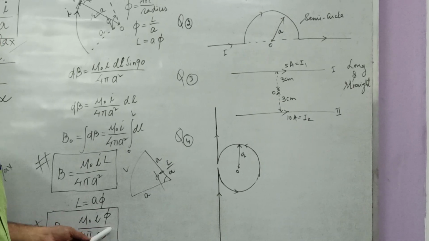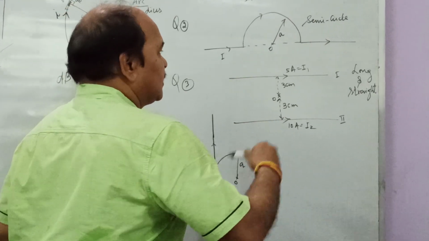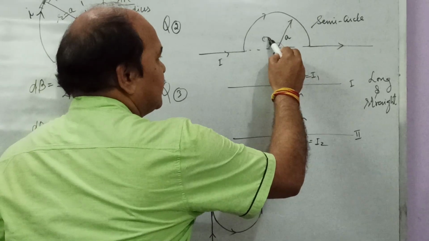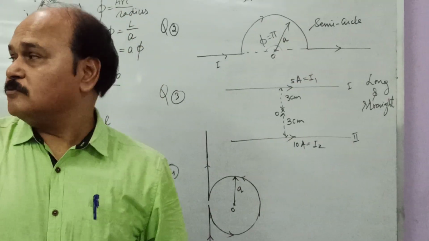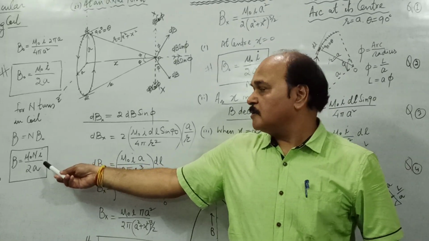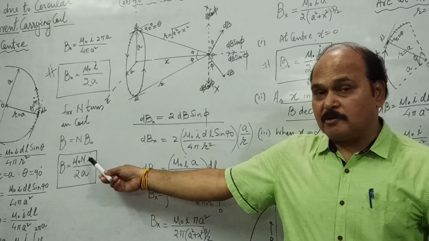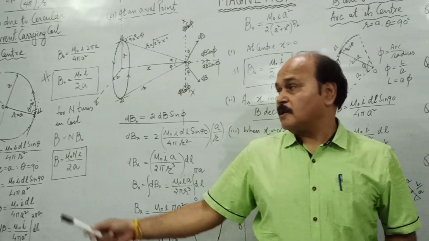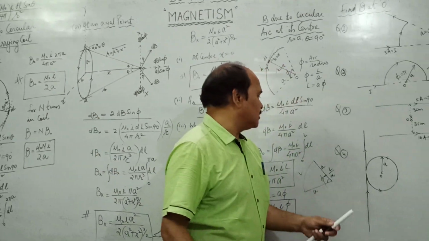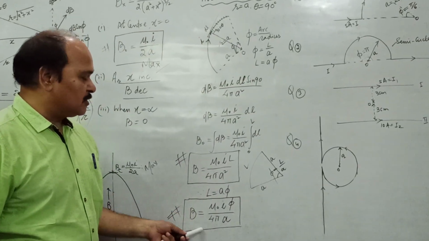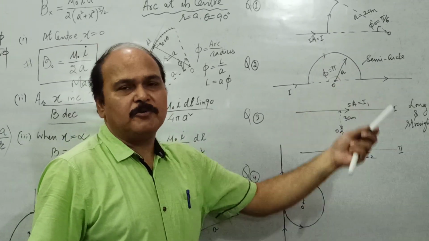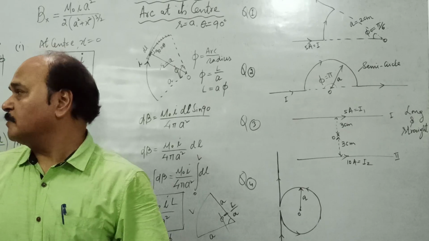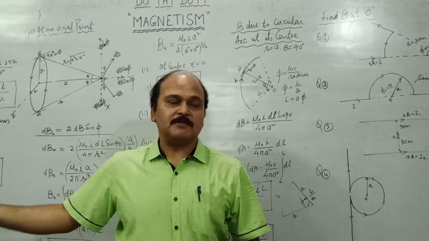with phi. Phi is what? Pi. The angle subtended by the arc is going to be pi. So anyway you can do. And you can also use this formula, mu naught n i upon 2a, since for a semicircle you can write n as half. You can use either formula of the circular arc and work out the value of the magnetic field. And the magnetic field is going to be mu naught I upon 4a, if you substitute n is equal to half.